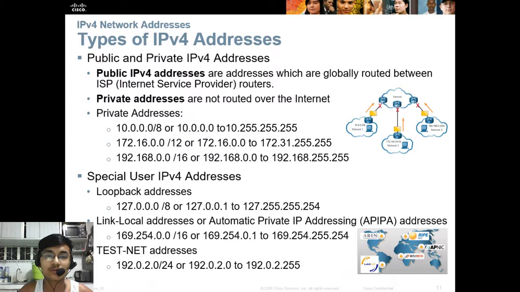Types of IPv4 addresses. We have public and private IPv4 addresses. Public IPv4 addresses are addresses which are globally routed between ISP, or Internet Service Provider, routers. Private addresses are not routed over the Internet. Private address examples are the ones that start with 10, start with 172, and start with 192. Special use IPv4 addresses: we have the loopback addresses, which is 127.0.0.0. For the link local addresses, we have 169.254. For the TEST-NET, we have 192.0.2.0.